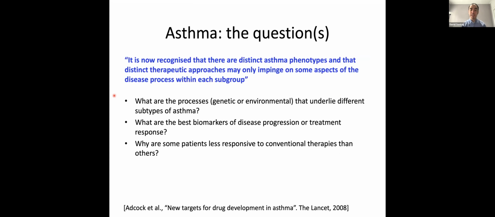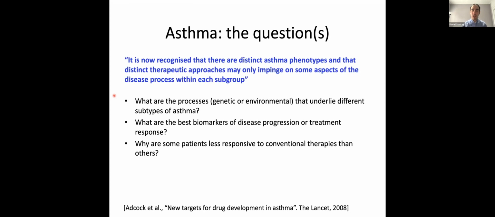In this paper published in a medical journal, The Lancet, a few years ago, called New Targets for Drug Development in Asthma, they asked the following questions. What are the processes, genetic or environmental, that underlie different subtypes of asthma? What are markers of disease progression or treatment response? And why is it that some patients are less responsive to conventional therapies than others?